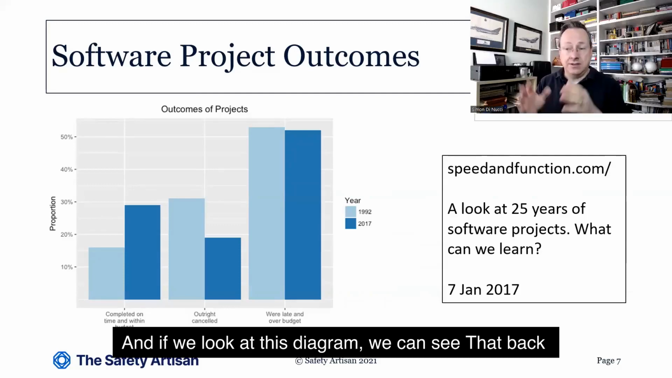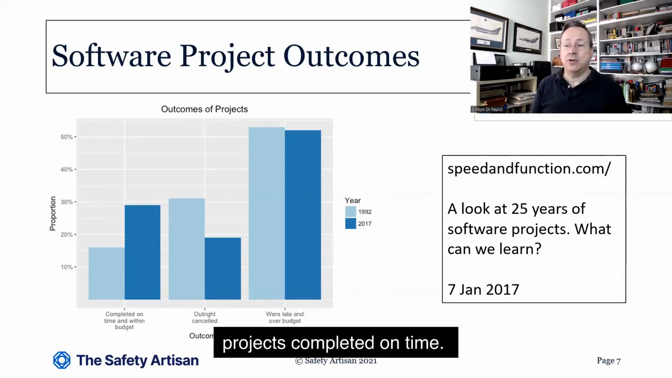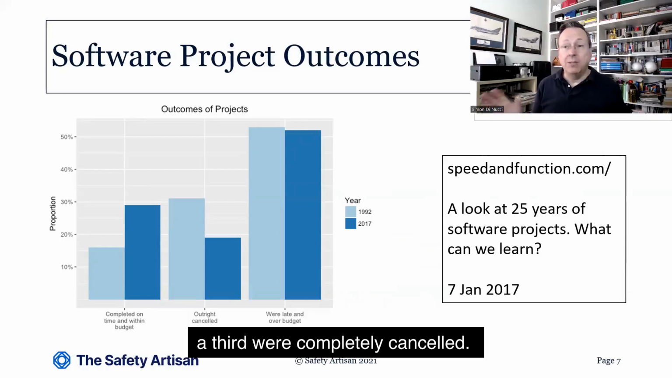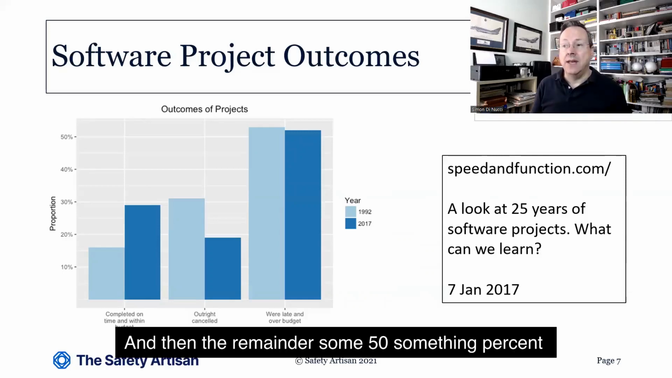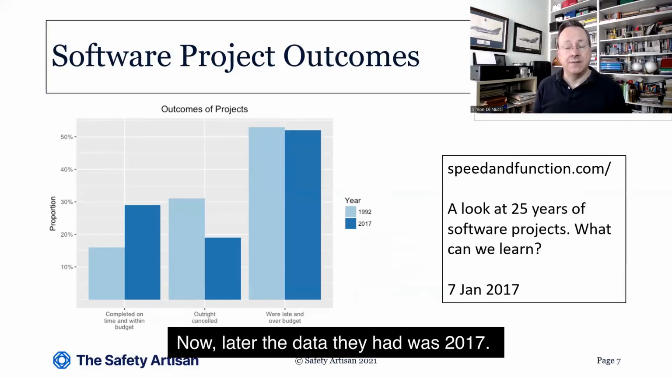And if we look at this diagram, we can see that back in 1992, only around 16% of software development projects completed on time and within budget. Almost a third were completely cancelled, and the remainder, some 50-something%, were late and over budget. Okay, that was in 1992.